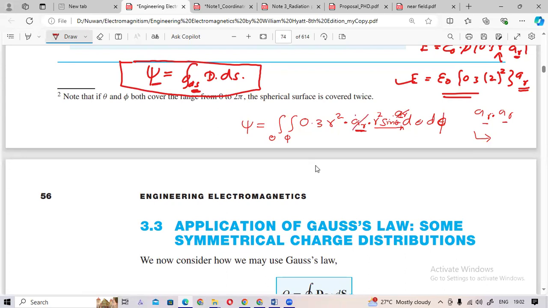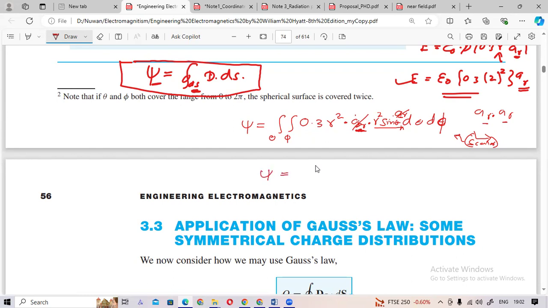So this vector part will be cancelled. Then you will have a scalar actually here. So this will be a scalar. Actually phi is a scalar. Now you can evaluate this phi.